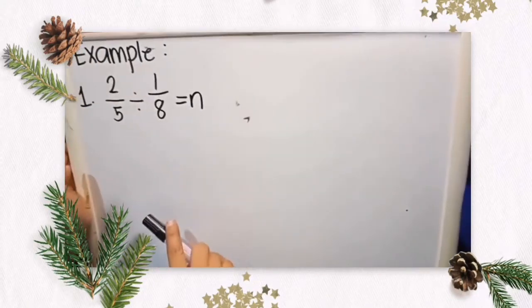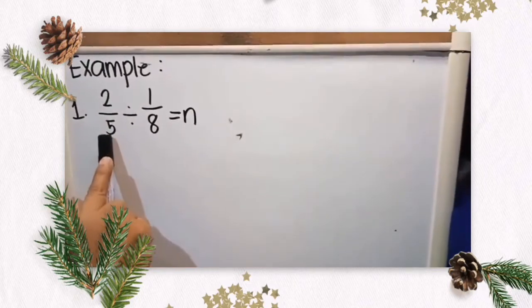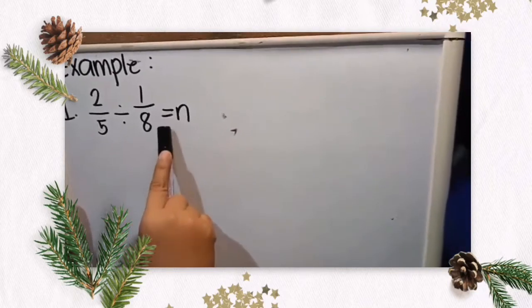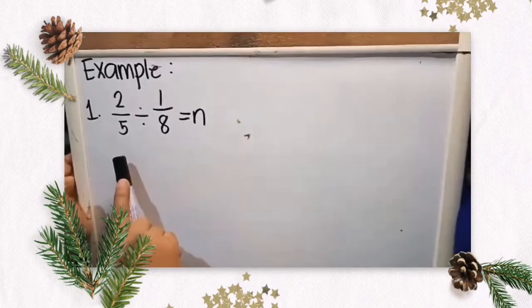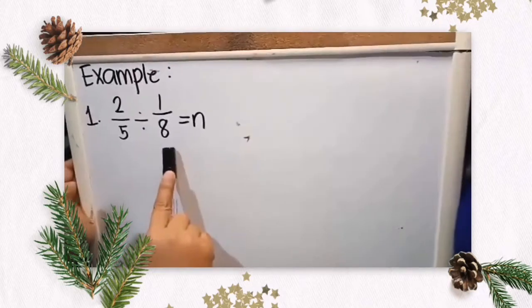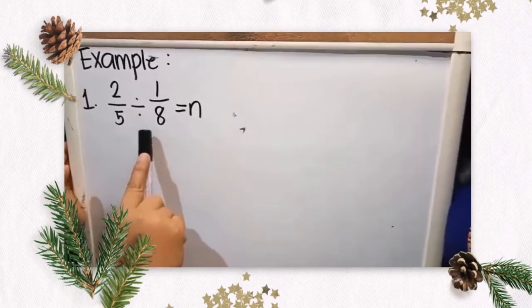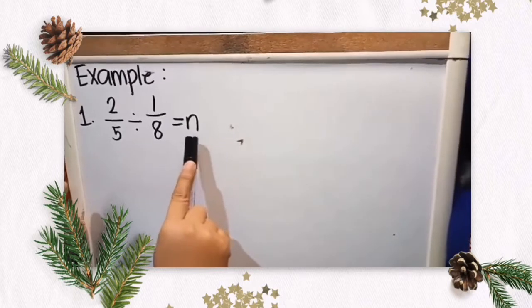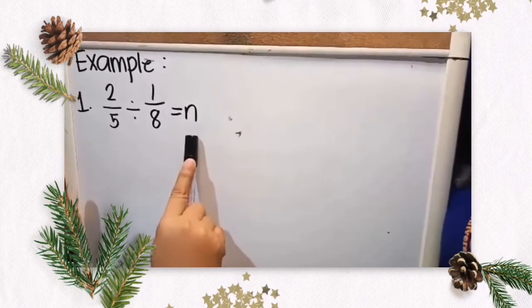Okay, example number 1. 2 over 5 divided by 1 over 8 equals n. Again, identify the parts of the division. Dividend, 2 over 5. Divisor, 1 over 8. The quotient is n, or missing. That's what we are going to look for.